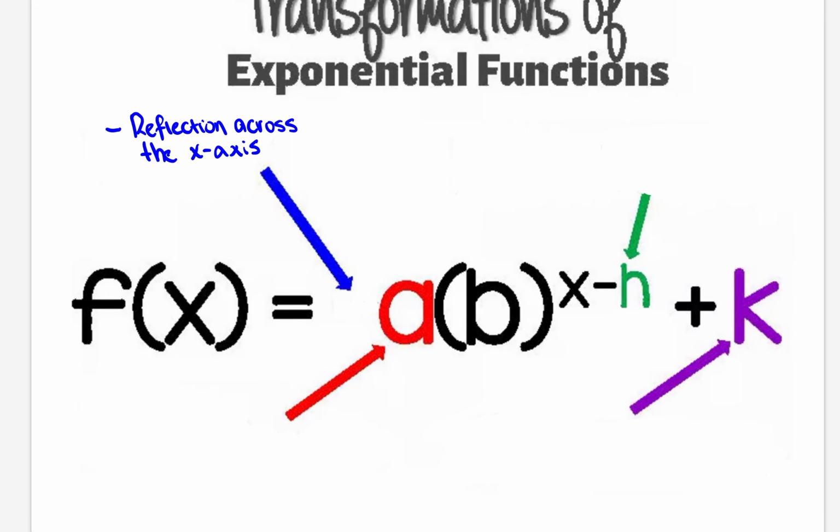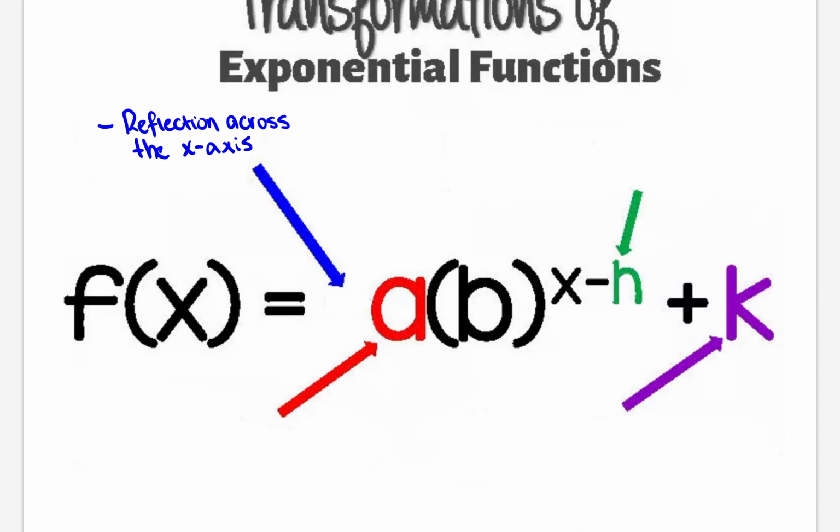And for your a value, if it's greater than 1, it's going to be a vertical stretch. You can also refer to this as a vertical expansion. If your a value is between 0 and 1, then you have a vertical compression or shrinkage.